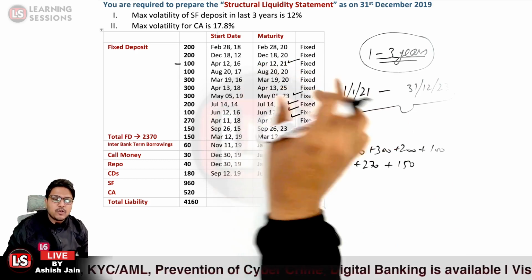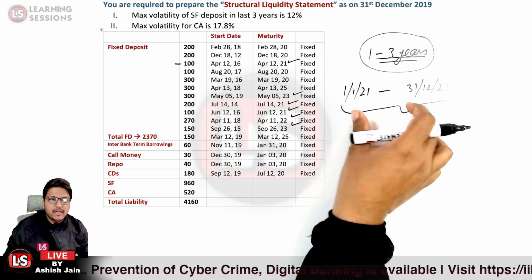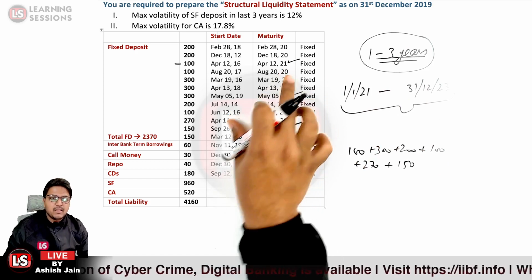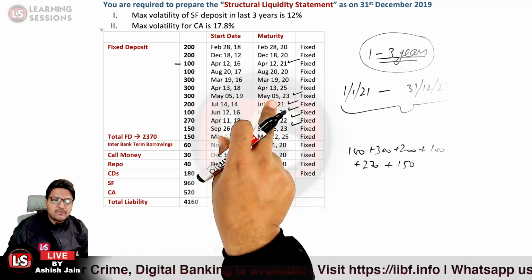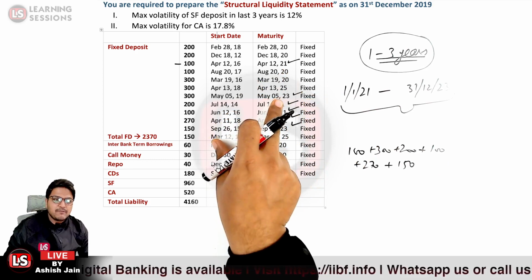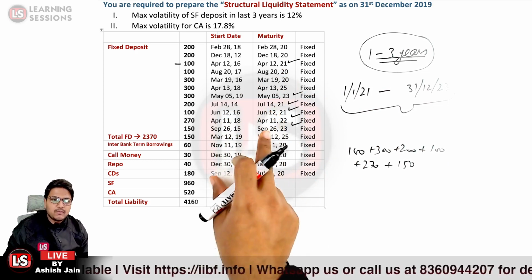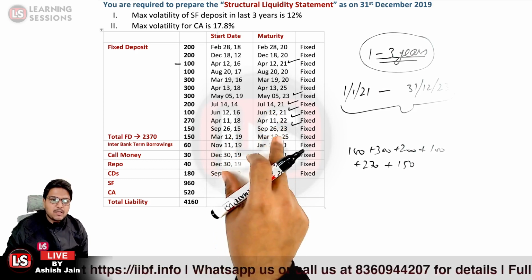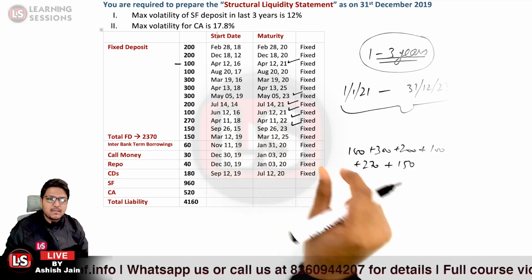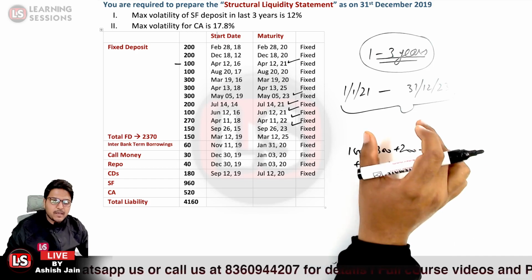So this particular date is falling under this particular period, that is April 12, 2021, and further after that, May 5, 2023. This is also there. July 14, July 12, April 11, September 26, 23. So all these particular dates will be falling under this particular period.